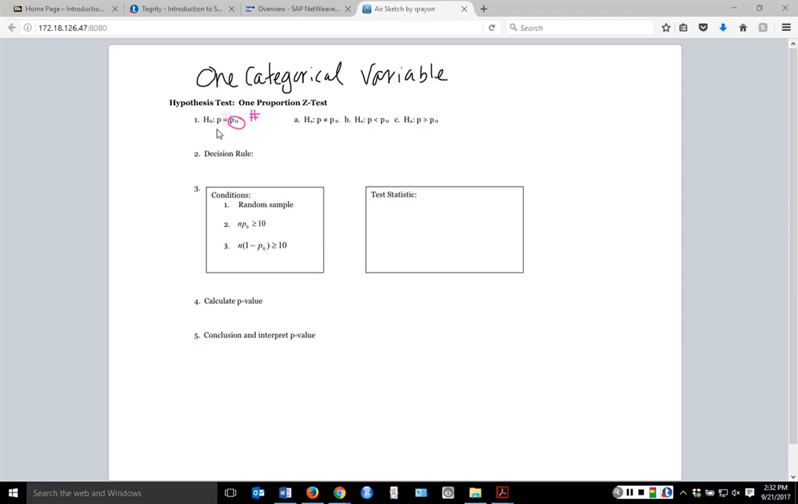Now, when I'm looking at the alternative hypothesis, what I want you to note is that p0 shows up here as well. It'll be the same number I have here. If I have 0.5 here, I'm going to have 0.5 here. Then the only difference between options A, B, and C is which sign is going in the middle. So I can either have a not equal to, a less than, or a greater than. And again, how do I pick that? I have to choose based upon the goal.